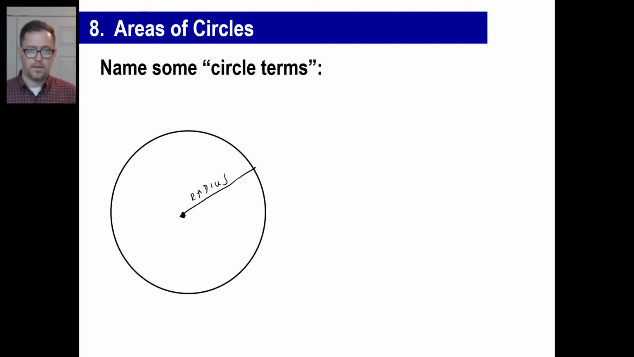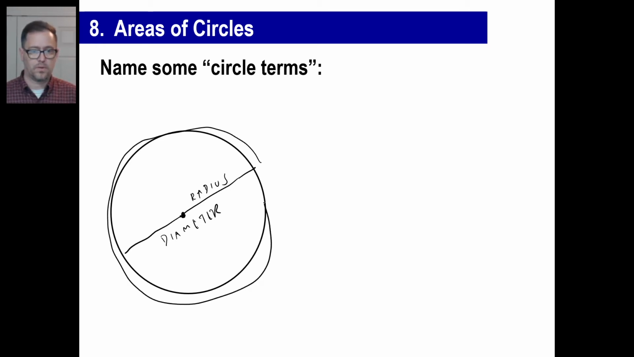Okay. And how about this whole thing right here? What's that entire thing called? I think I heard you say diameter. Okay, if you did, that's correct. All right, what's it called when you go all the way around the entire circle? That is circumference.